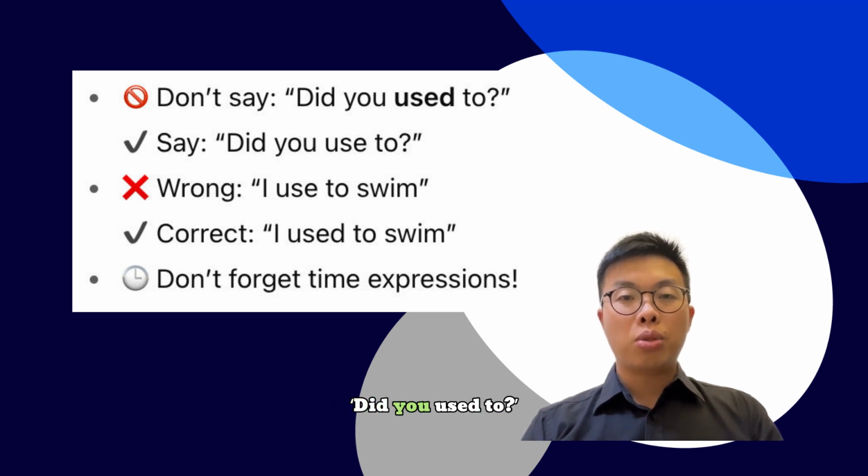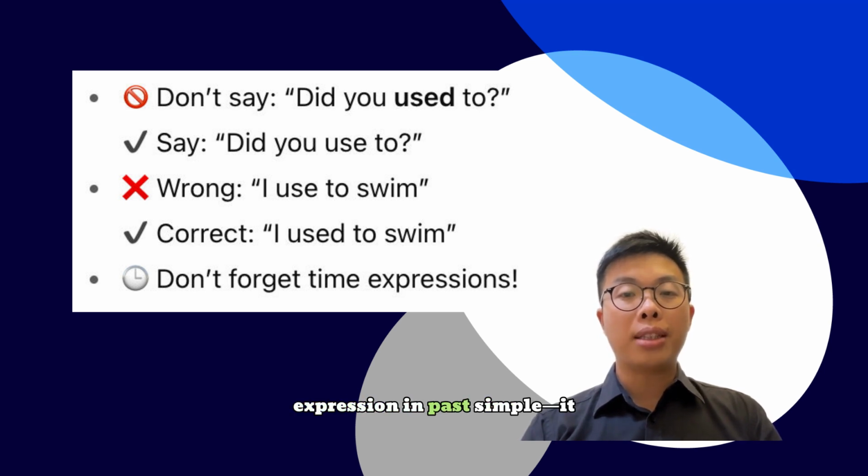Here are some mistakes to avoid. Don't say, did you used to? The correct form is, did you use to? Don't mix present and past. I use to go swimming is wrong. It should be, I used to go swimming. Don't forget the time expression in past simple. It helps the listener understand when the action happened.